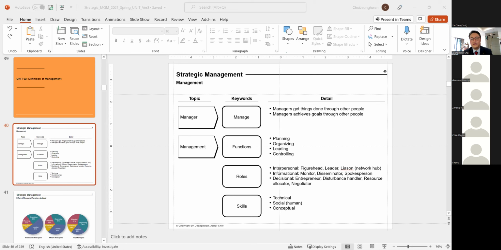Get the right thing done: effectiveness. Get the right thing. Why do you do that? Why do I need to get that thing done? Is it necessary? Is it meaningful? Is it rewarding? Think of that. Whenever you do something, please think why.